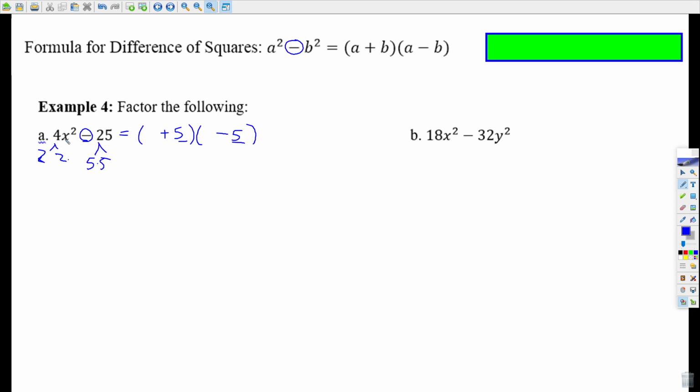And then how do you get x squared? You have to split that up and say x and x. So this would be 2x plus 5, 2x minus 5. As long as you know your perfect squares, it should be fine. All right, last one so we can wrap this up.